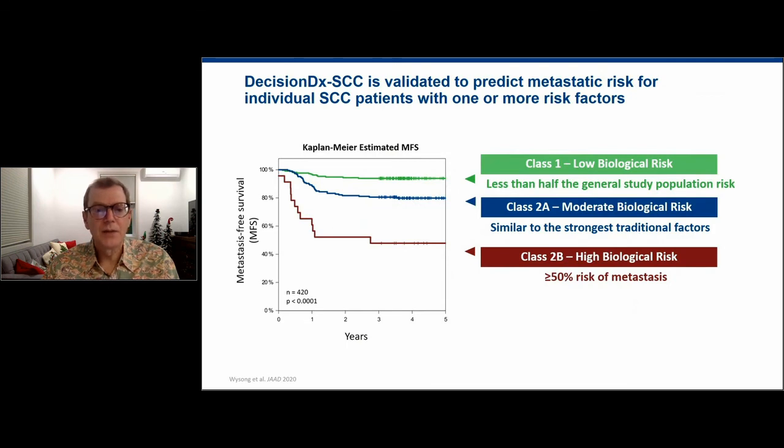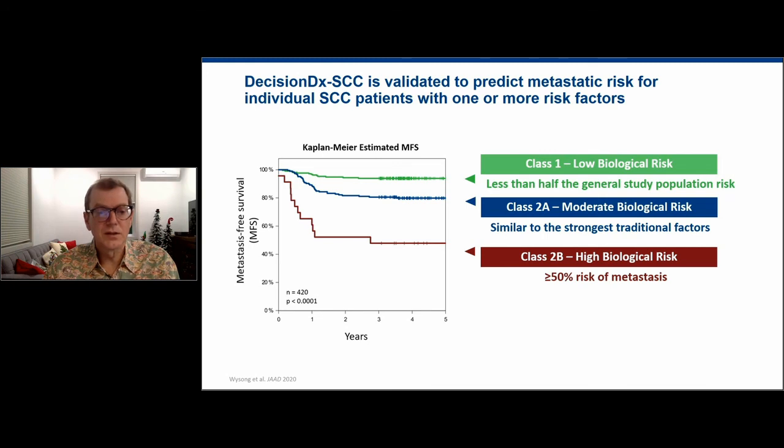So here's the Kaplan-Meier plot showing the metastatic free survival on the y-axis and years on the x-axis. And what you find is that Class 2A is this blue line in the middle. For all comers in this particular analysis, the distant metastasis rate was about 15%, similar to the strongest traditional factors for staging. Class 1 patients have a lower biological risk, with a less than 10% risk of distant metastasis. However, these 2B patients are ones that you really need to be concerned by.